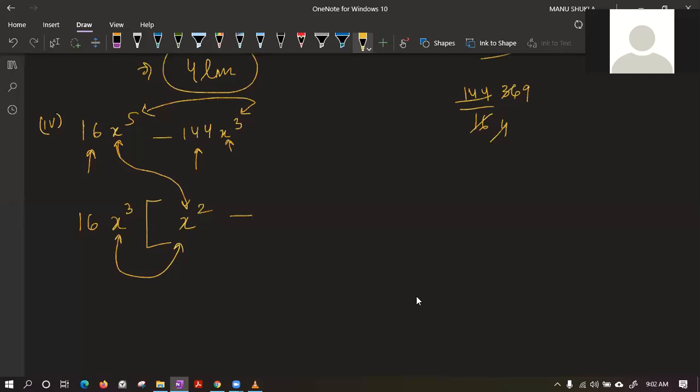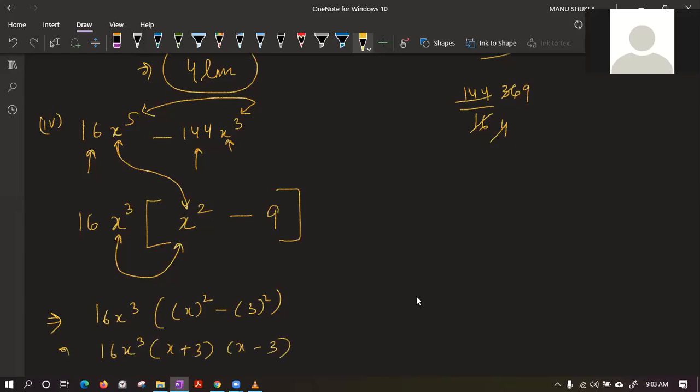Second is negative sign. Now we have seen 16 nines are 144, x cube is already common, so this is the common thing. Yes, Vardhan, now it is easy after taking common. So that is why I told you to always go for common thing first. So 16x cube outside and inside it can be written as x square minus 3 square. Final answer is 16x cube times x plus 3, x minus 3. That's it. Done. Always check for common and then proceed further. Then it will be easy for you.